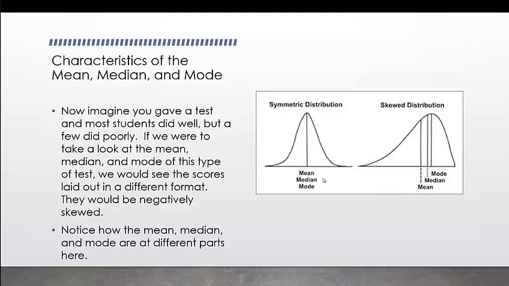So what we're saying here is this is the typical bell curve, but let's say that we gave a test to 20 students and most of the students scored a 90 on the test. Our median score, our middle score, was maybe an 80, but our average score was 77. So what happens here is that we have a negatively skewed distribution.